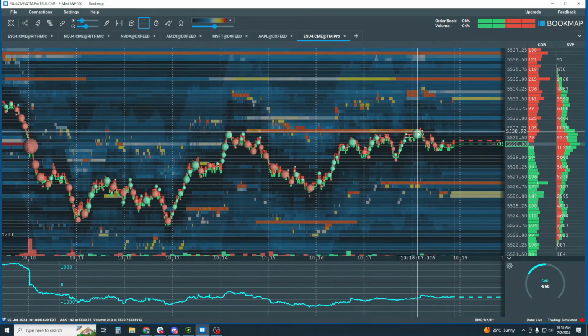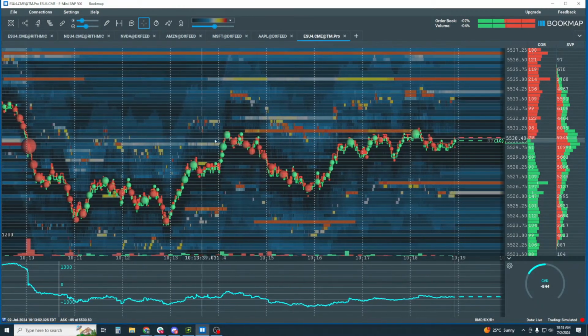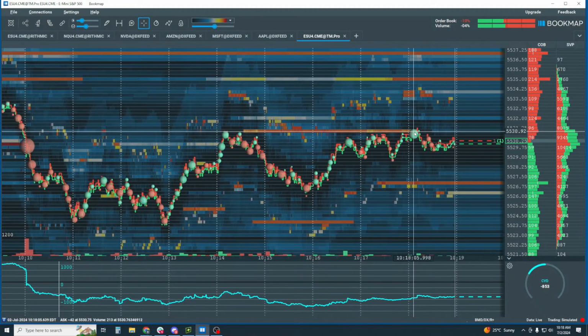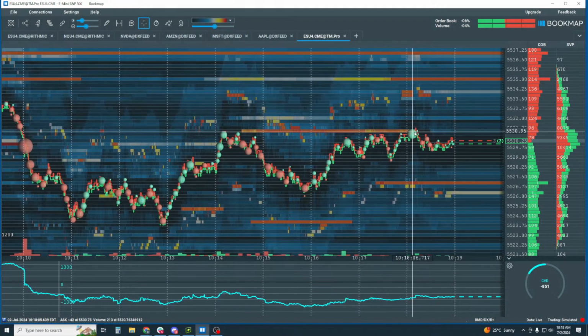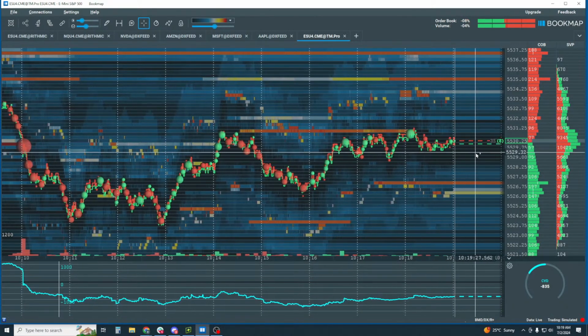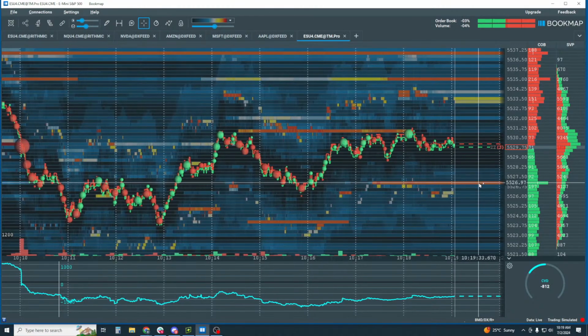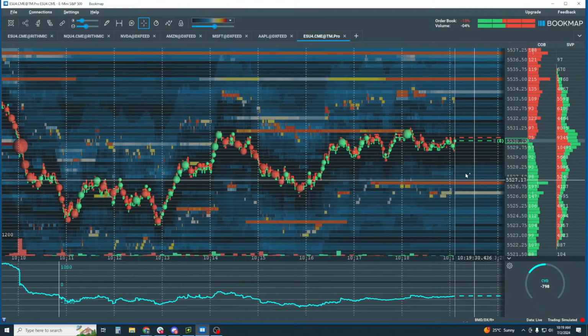Okay, so now this becomes resistance up here. We traded into it, failed to find buyers, traded through it, and now we're starting to see the support come in down here around this 27 level.